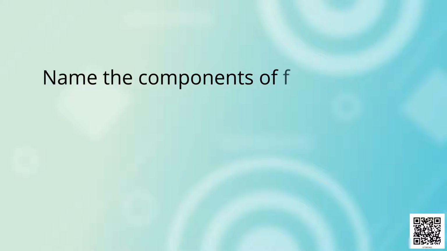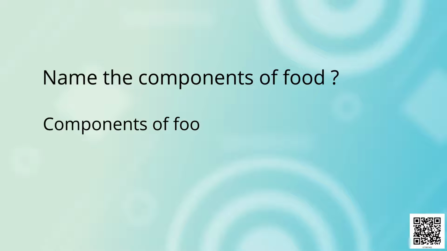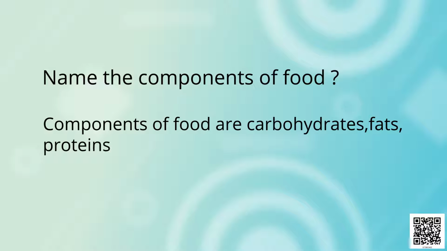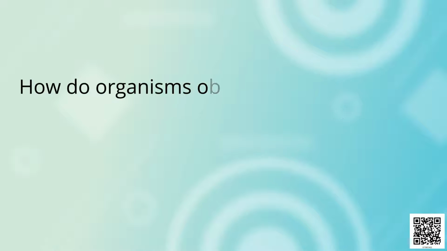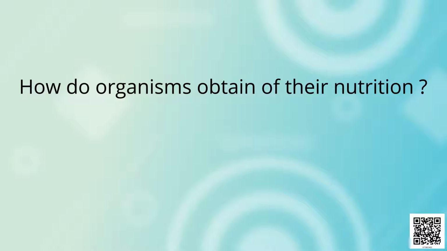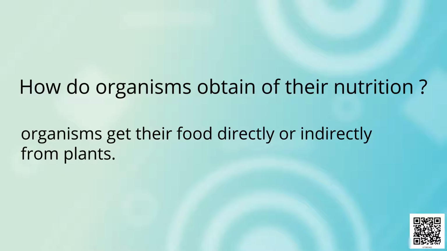Second question. Name the components of food. So students, components of food are carbohydrates, fats, proteins, vitamins and minerals. Next question. How do organisms obtain their nutrition? So, organisms get their food directly or indirectly from plants.